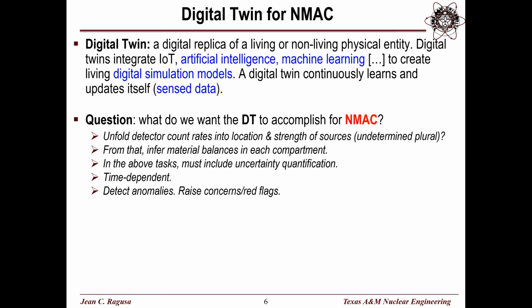So we want to use a digital twin for nuclear material accountancy and control. So a digital twin, I'm sure that this morning and already on the website, people have given definitions. So here I go, like everybody else, I give a definition. A digital replica of a living or not living physical entity, and a digital twin should integrate the Internet of Things, AI, machine learning to create living digital simulation models, and a digital twin learns and updates itself through sensor data, for example. So in terms of nuclear material accounting, what do we want the digital twin to be able to do for us?